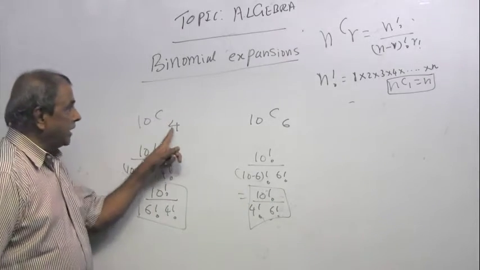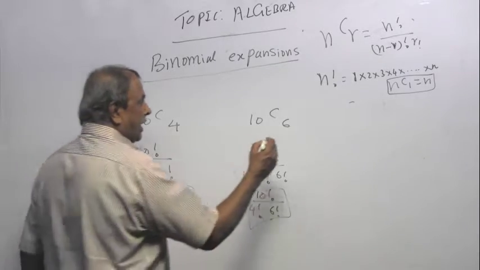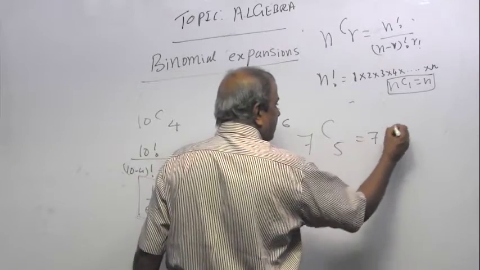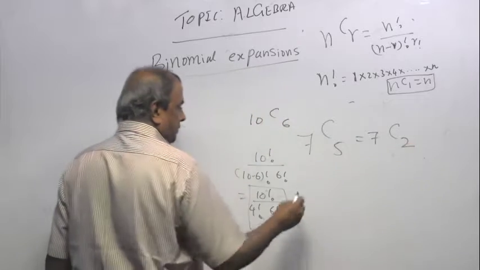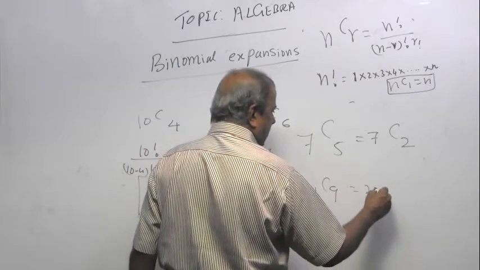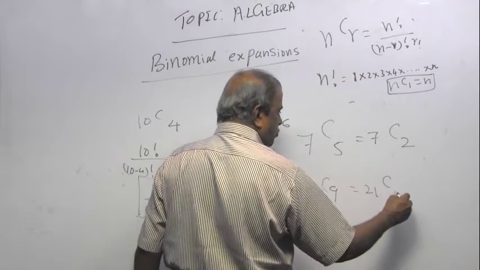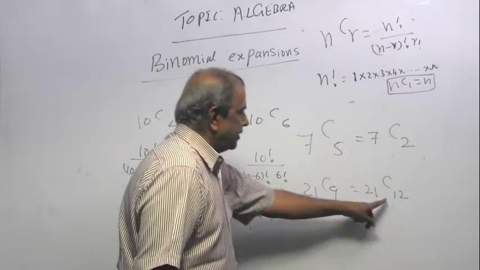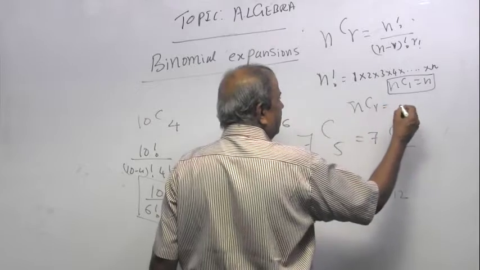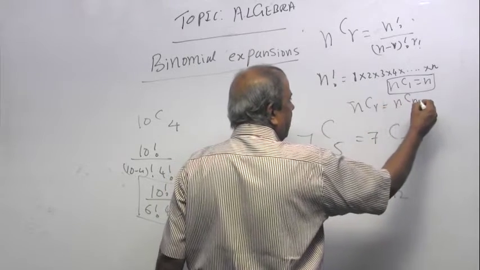So, what is 10 minus 4? 6. So, if I have 7C5, it's the same as 7C2. If I have 21C9, it is the same as 21C12, because 21 minus 9 is 12. Or nCr is the same as nC(n minus r).